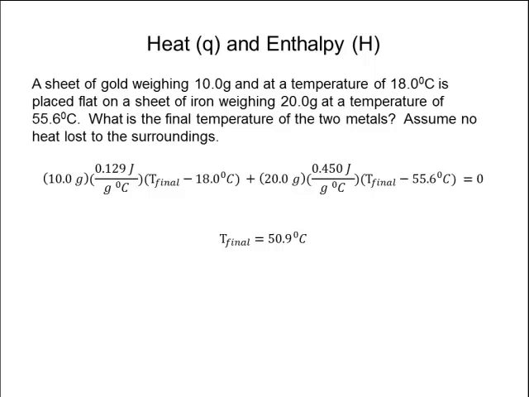Now, does this make sense? Well, yeah, because 50.9 degrees Celsius is lower than the starting temperature of the iron. The iron should have lost heat, which means it should have gone to a lower temperature. That makes sense. What about the gold? Well, the gold should have gained heat, so it should have gone to a higher temperature, and 50.9 degrees Celsius is higher than the gold's starting temperature. Okay, so it seems like a reasonable temperature. So that's a basic concept dealing with heat exchange processes. Now we're going to actually get into dealing with chemical reactions that absorb or produce heat.